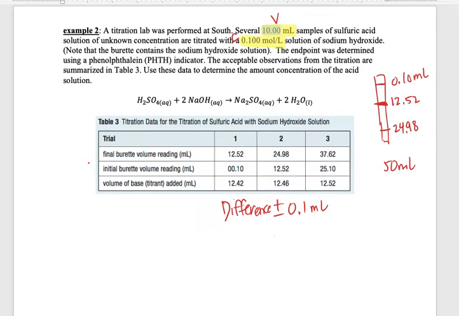All right, so from here, I'm going to take the average, so we're going to deem these as acceptable observations here. And what we're doing here is determining the amount concentration of the acid solution. Okay, all right, so we'll start with finding the difference, and then I'll do the formula method first.